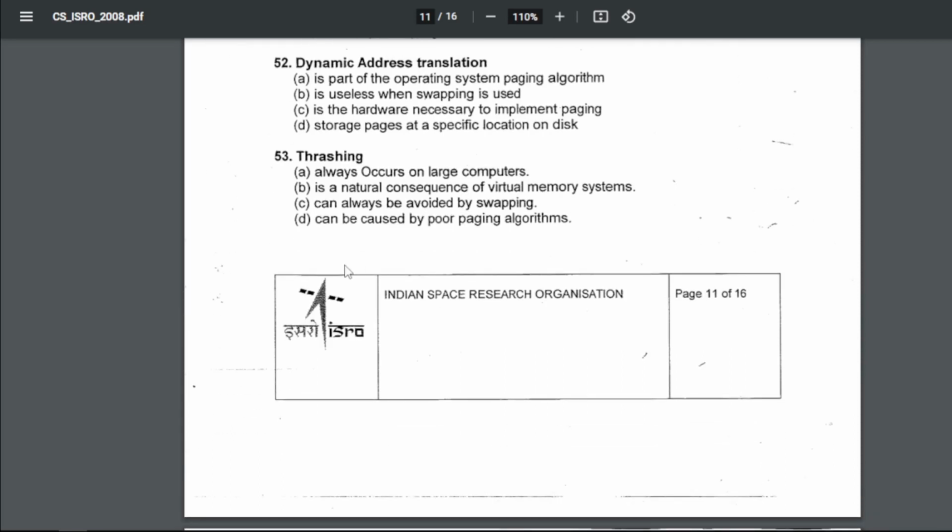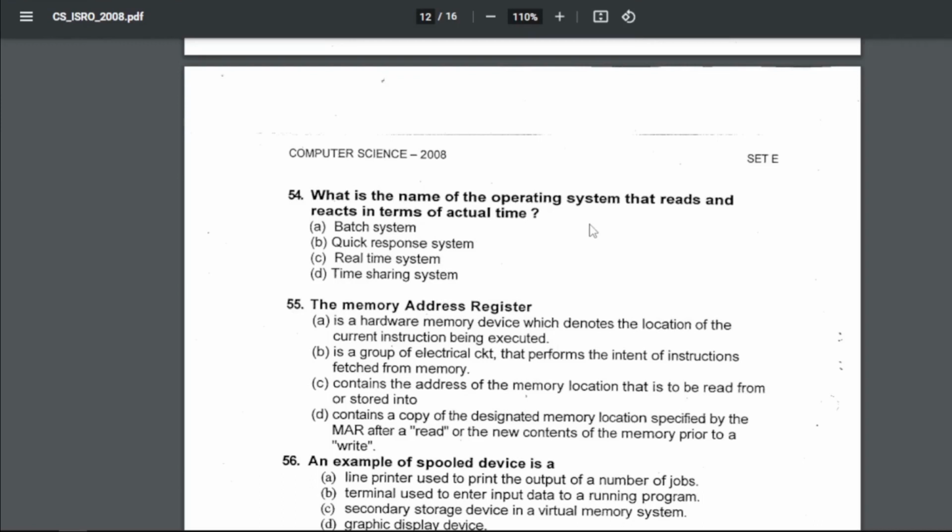53 is thrashing is what? So guys, thrashing can be caused by poor paging algorithm. Always remember that thrashing can be caused by poor paging algorithm. 54 is what is the name of the operating system that reads and reacts in terms of actual time, right? So for this our answer will be real time system. Okay, so basically a real-time operating system is an operating system that guarantees to process an event or data by a specific moment in time.